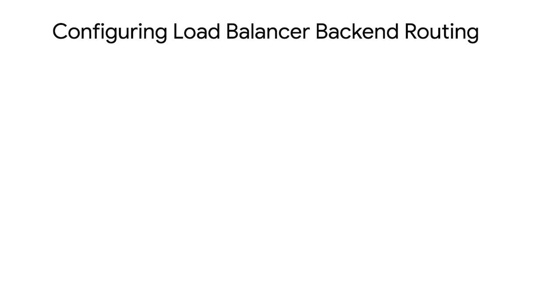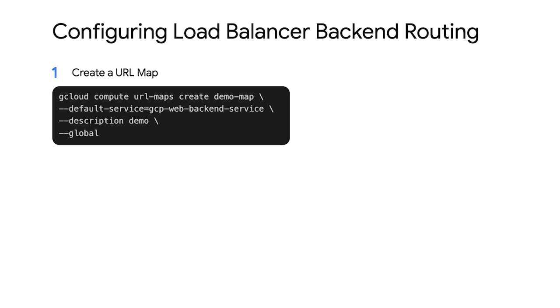Once the backends are created, we need to create a URL map. The URL map is a construct that is used to determine traffic routing between our backends. The first command creates the URL map object. In this command, we are specifying that the default location for traffic to be sent to is our dynamic backend.